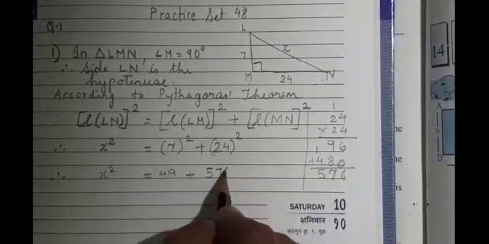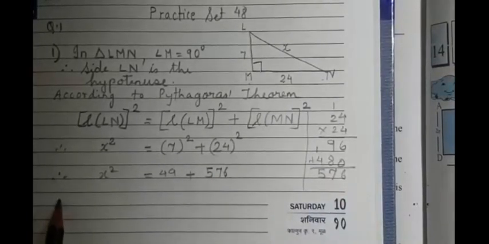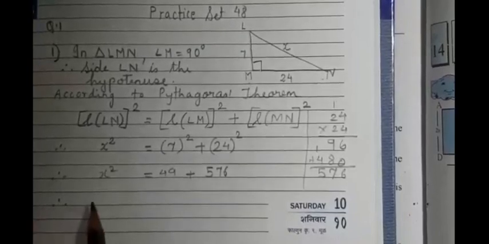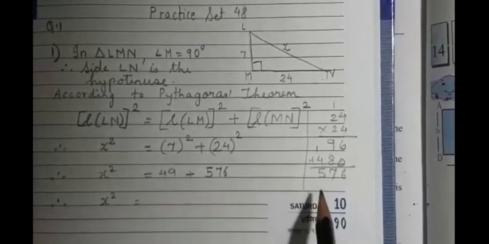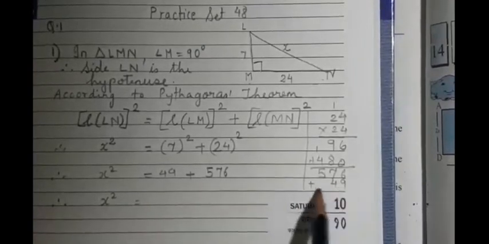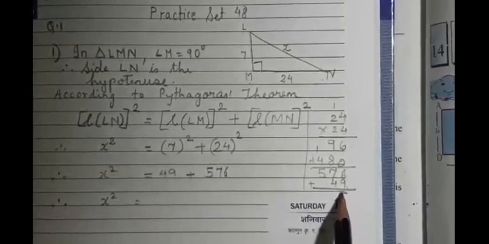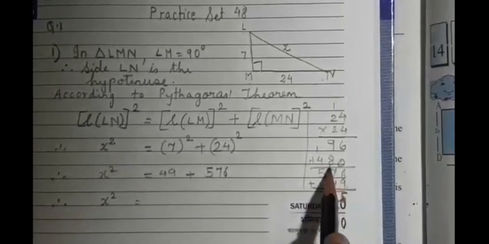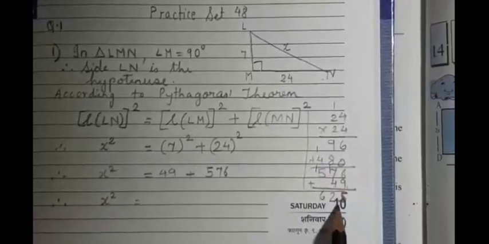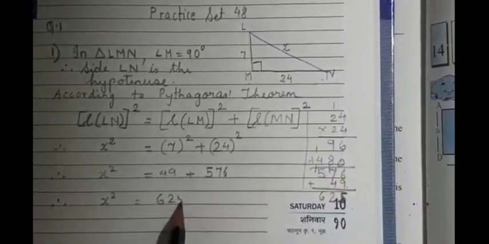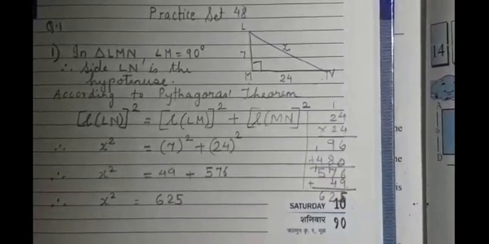Therefore, x square is equal to 49 plus 576. 9 plus 6 is 15, 7 plus 1 is 8, 8 plus 4 is 12, and 6, that is 625. So x square is 625.